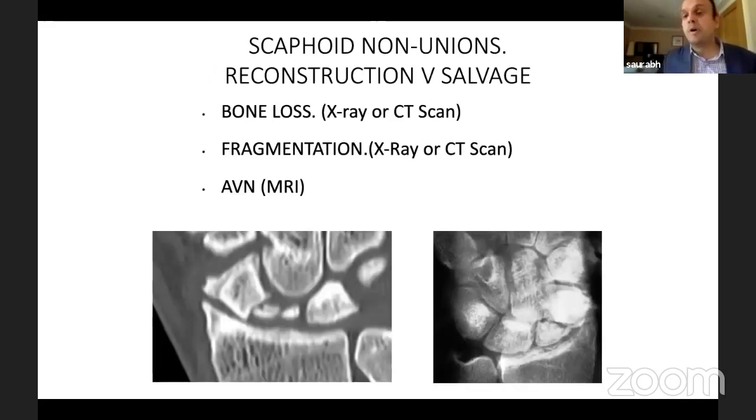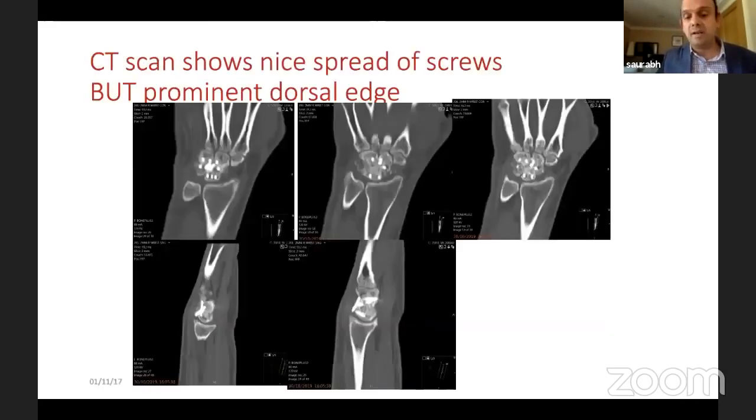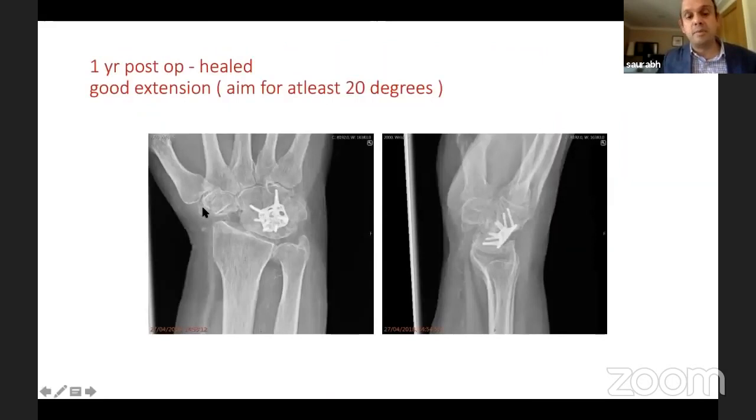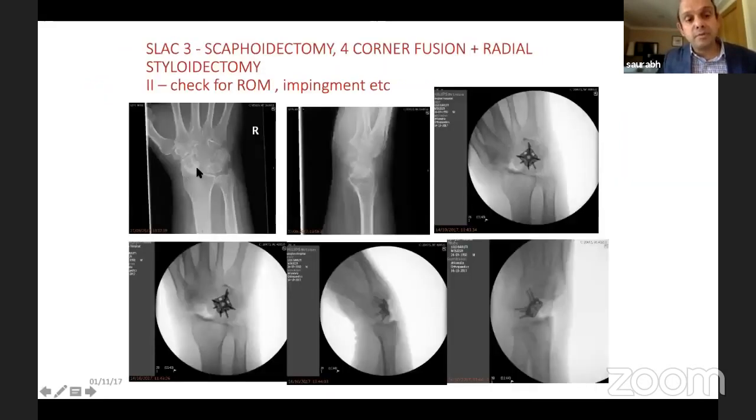So we've spoken about SLAC now. I've shown you a lot of SLAC 3 X-rays. Obviously, if you get a SLAC 1 or a SLAC 2, for example, here, if on a wrist scope your midcarpal joint was okay and your radiolunate joint was okay. So if it was a SLAC 2, then I can do a PRC because this pole is pristine, this cartilage is pristine, or I can excise scaphoid and do a four corner fusion.